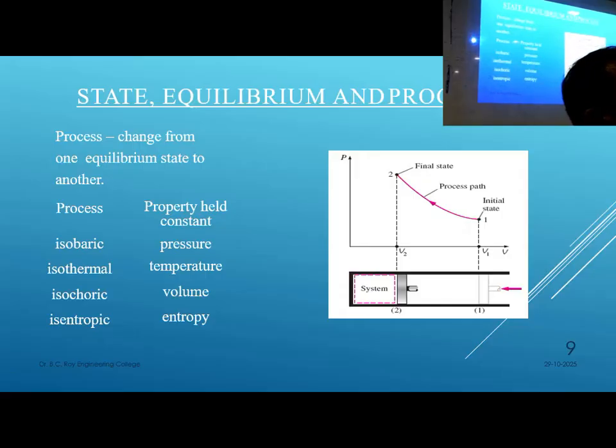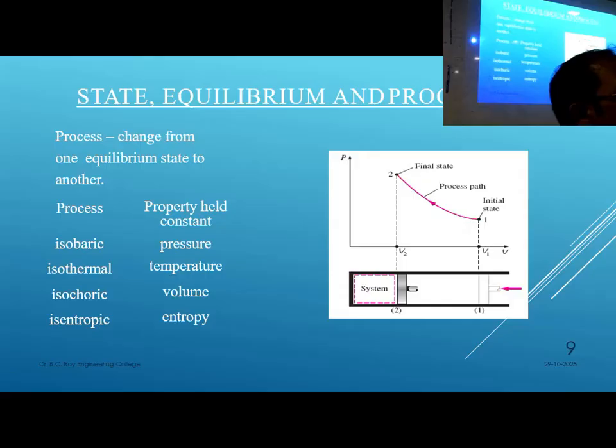See, what is the meaning difference? In one case, I am telling it is separated from the surrounding. It is totally isolated. It is sealed. So it must be adiabatic. But adiabatic does not mean it's sealed that way. There is a slight difference.